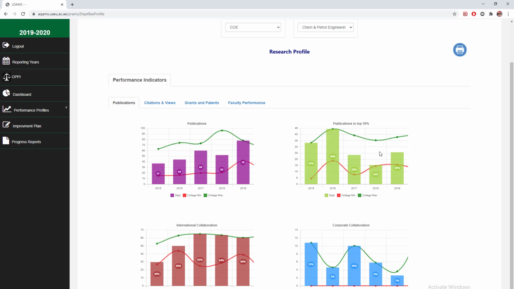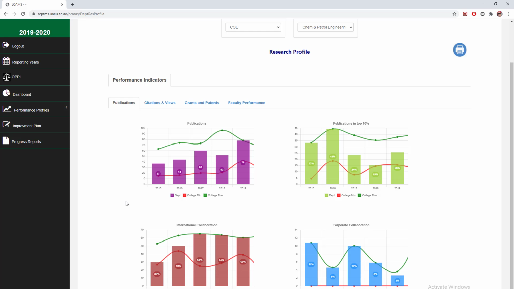For the publications in top 10, you will see here that 33% of the 37 publications in 2015 were in top 10%, and the percentage increased in 2016. It is 44% of the publications published by the department were in top 10 according to Scopus, and went down to 24%, 15%, and 26%.